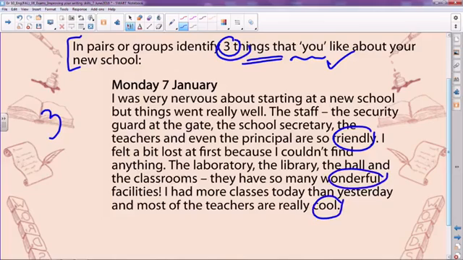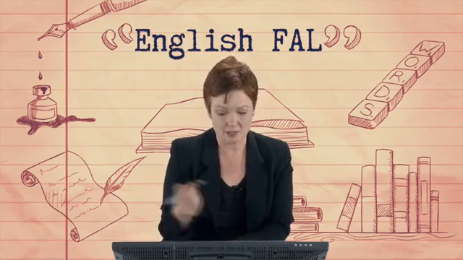All right, and as I'm scanning, I might see words like nervous. Cross it out, because they're not asking us to identify things that you don't like. Okay, if you look at this, feeling a bit lost, no, you're not going to include that. So that's a little technique you can use for scanning or for identifying the main points in a summary. So there we have it.